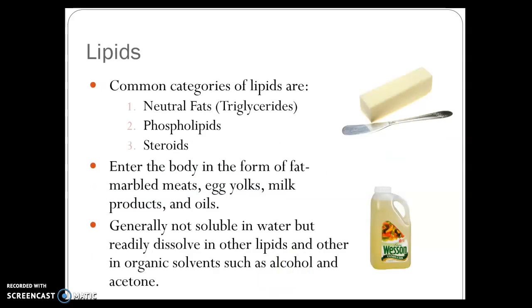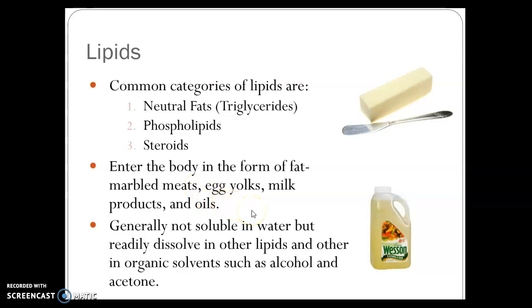All right, so lipids is the second macromolecule, also known as fats. There's multiple different types of fats: neutral fats, which are also called triglycerides, phospholipids, which we have in our cell membranes. Those are important for cell membrane function, and so all the way down the cellular level, those fats are helping us. And then steroids also in our body are lipids.